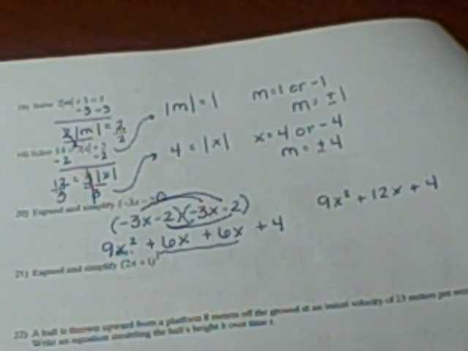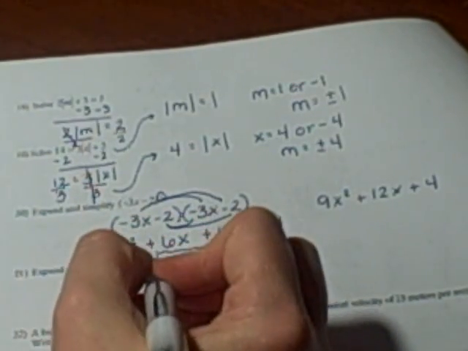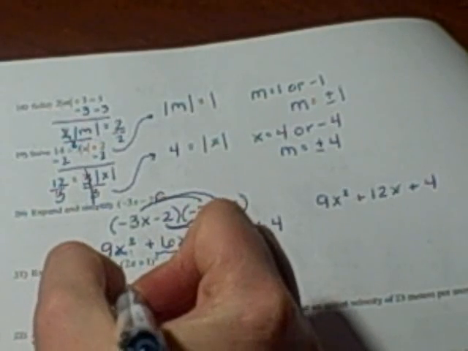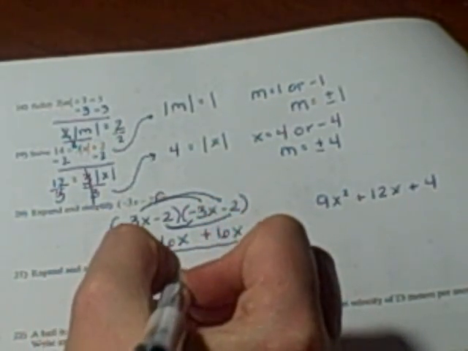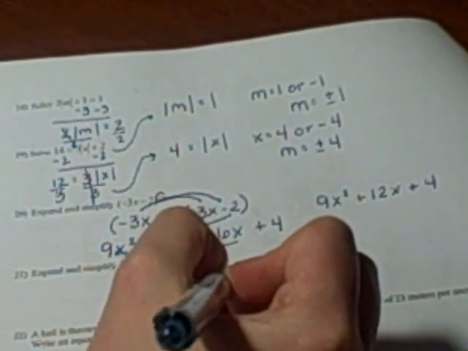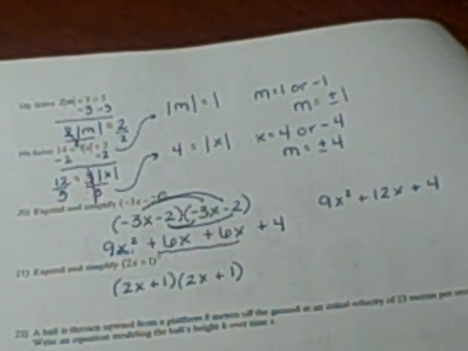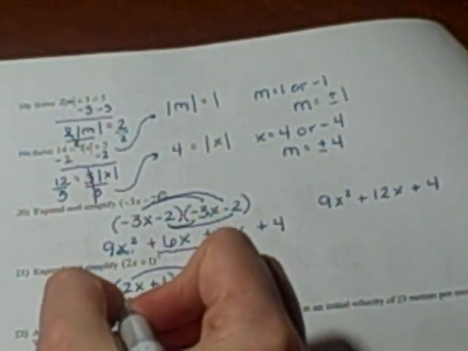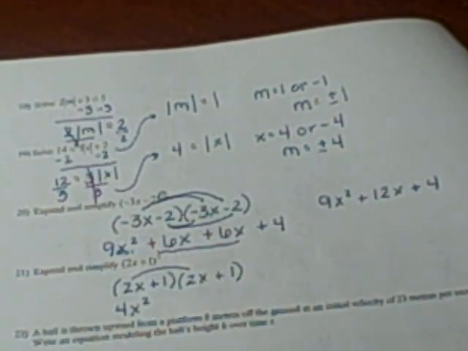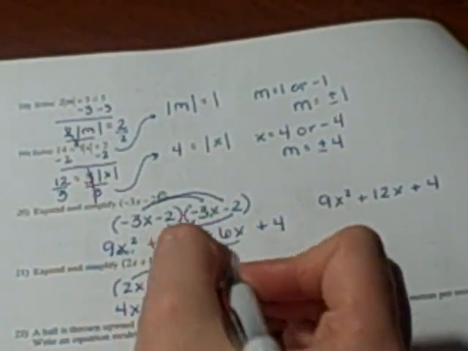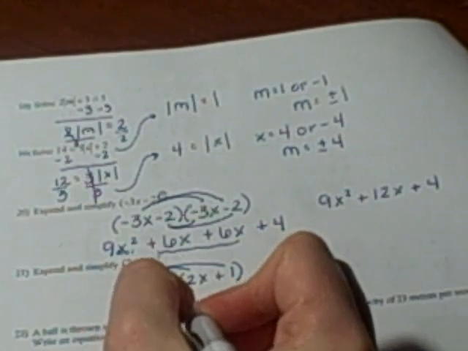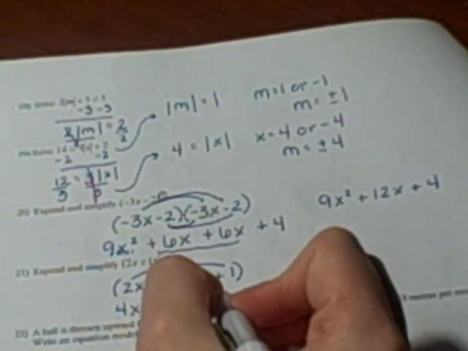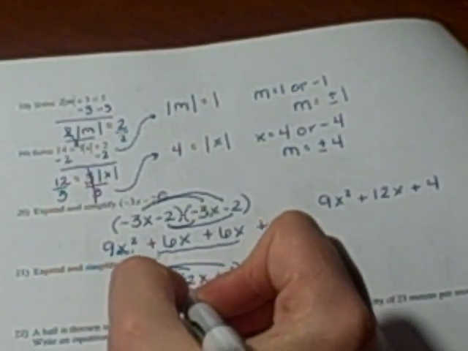Okay, problem 21 works much the same way. Again, it's asking us to expand, so I'm going to write out 2x plus 1 times 2x plus 1 and simplify. So again, I'll use FOIL. First would be 2x times 2x, which is 4x squared. Again, don't forget that x times x will give you an x squared. 2x times 1 gives you 2x. 1 times 2x gives you 2x. And 1 times 1 leaves you with just 1.